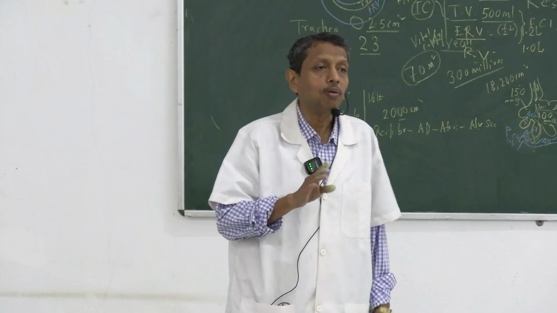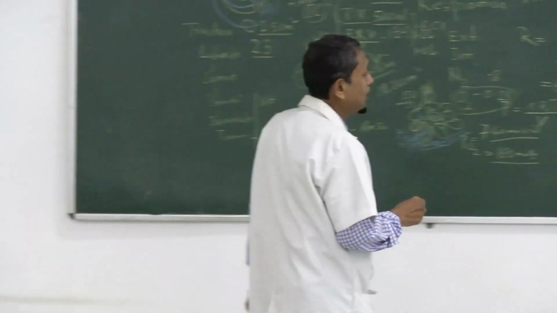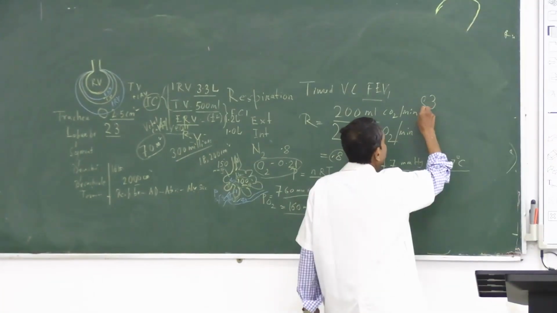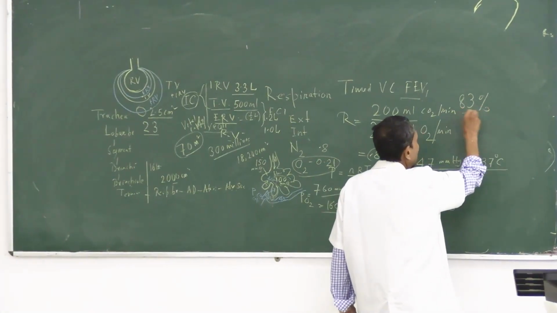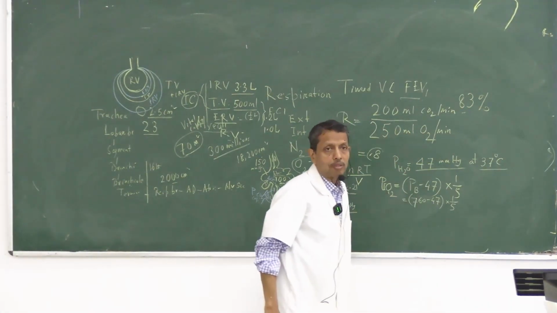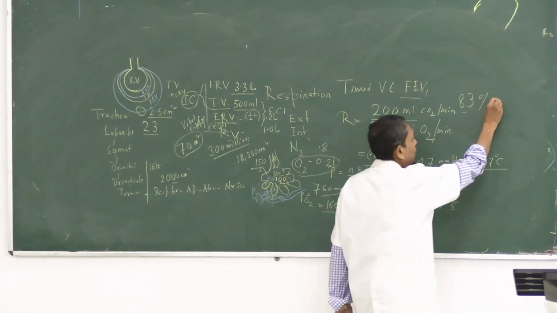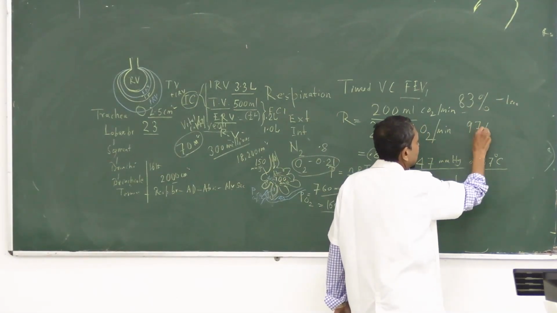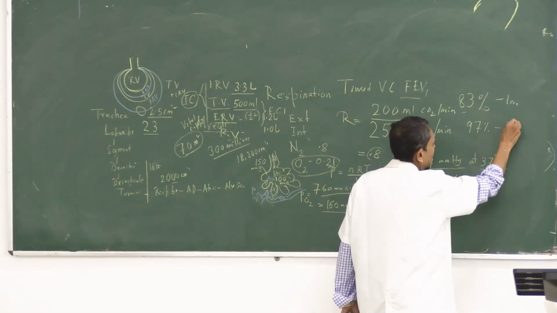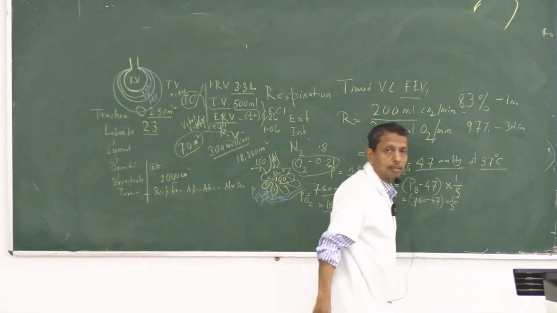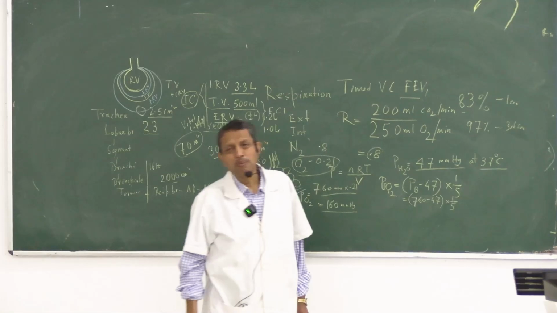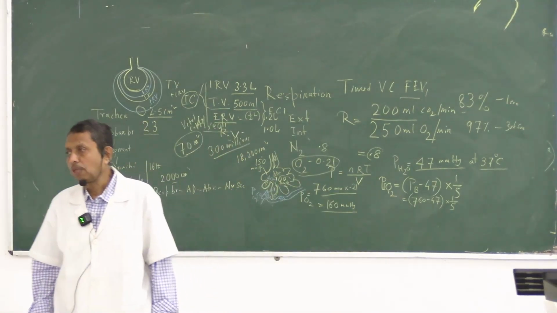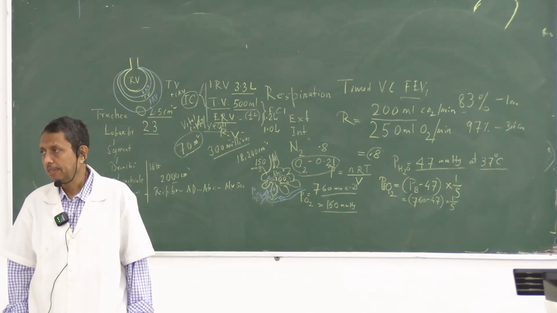In a normal individual, 83% of the FVC is liberated, that is more than 75% of FVC liberated in the first second. And 97% in the third second. And within 5 seconds, this process is complete.